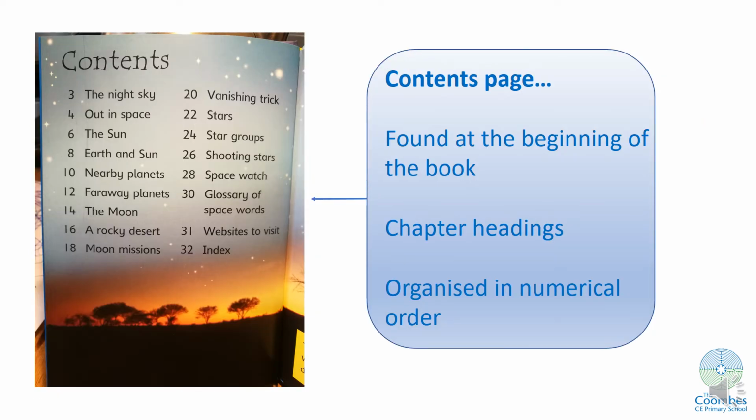So as soon as we open the front cover, we find the contents page. The contents page will always be found at the beginning of the book, and here it has listed the chapter headings. These are all the chapters in this book. And next to the chapter headings is the page number where you can find each of these chapters. And they are organised in numerical order. And we can use the contents page to help us to find information within this book.